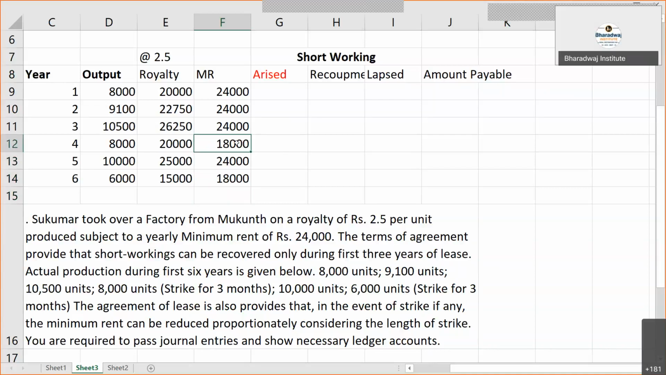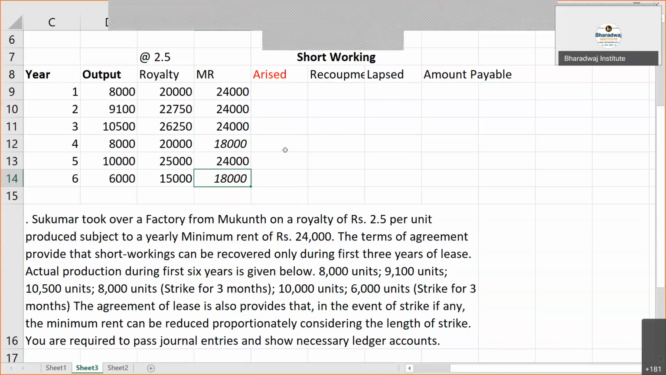So in the year of strike, the minimum rent is adjusted proportionately. 9 months you have got to pay. So first year how much arose? 4,000 arose, and the amount payable is 24,000. Second year again short workings arose, and you have got to pay 24,000 to the landlord. Third year there is a surplus, you can recover it, and you have to pay 24,000 to the landlord.